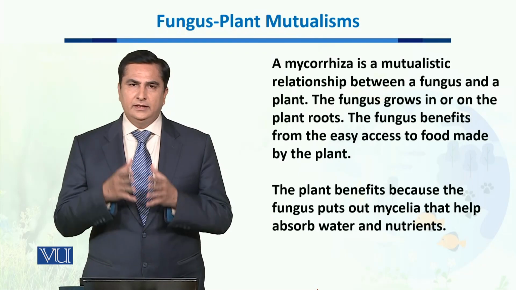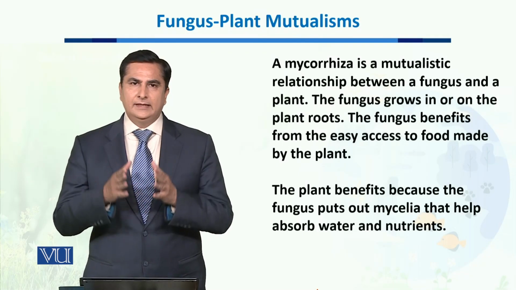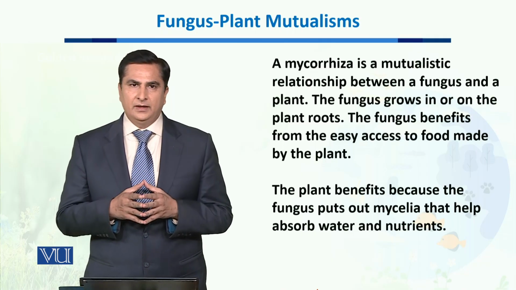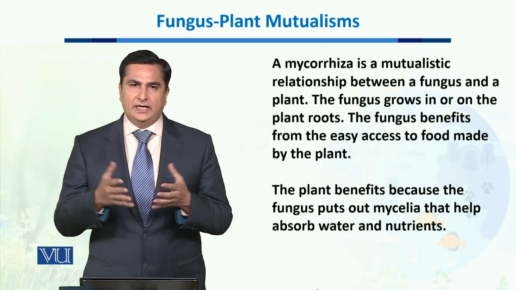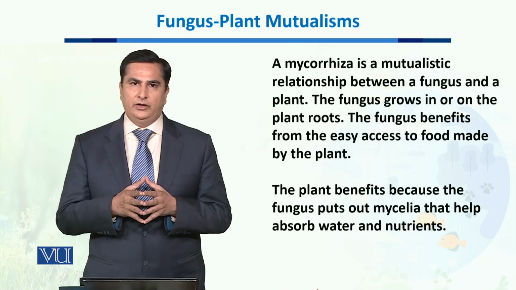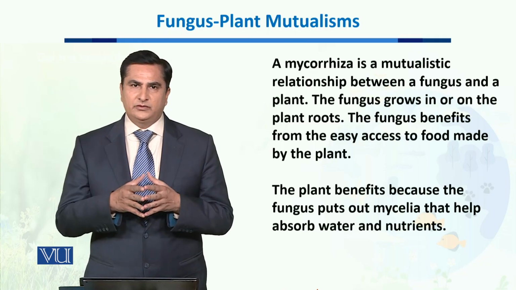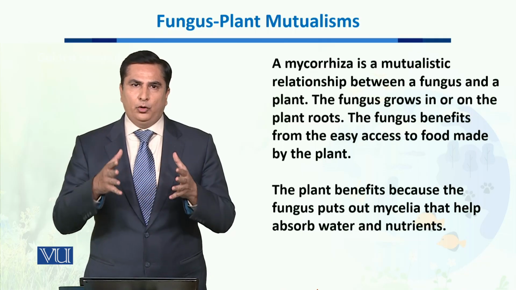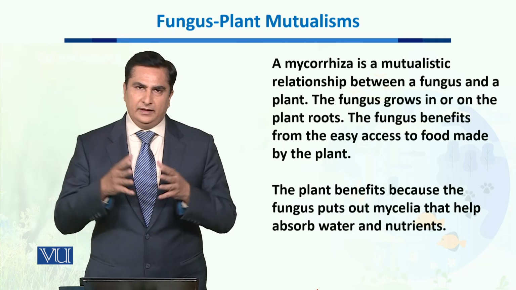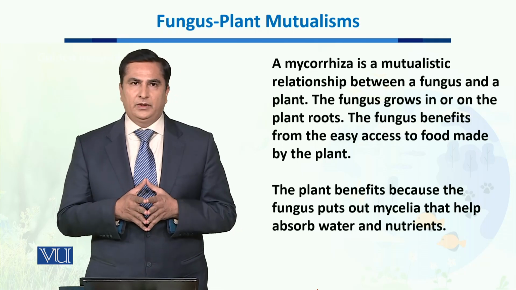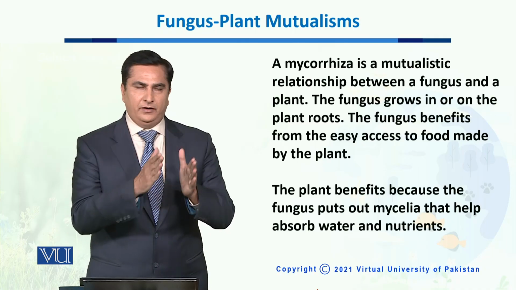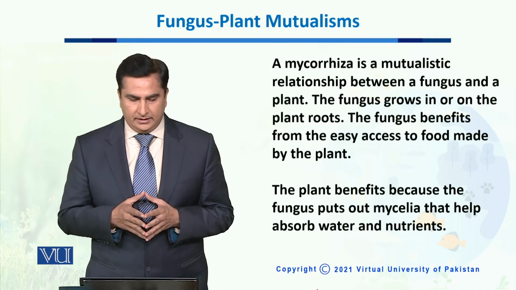Dear students, in this unit we will talk about the mutualistic relationship of fungus with plants. Now, mutualism is a type of symbiotic relationship in which two organisms come closer with each other and interact with each other, and both get benefits. For example, the mutualistic relationship between plant and fungus is known as mycorrhiza.